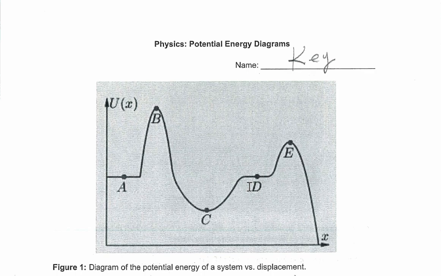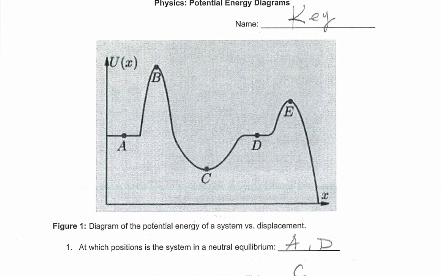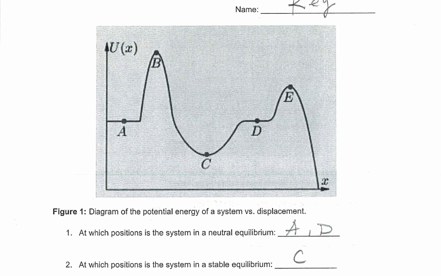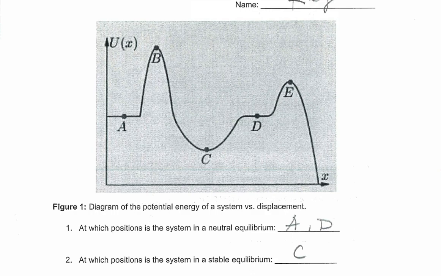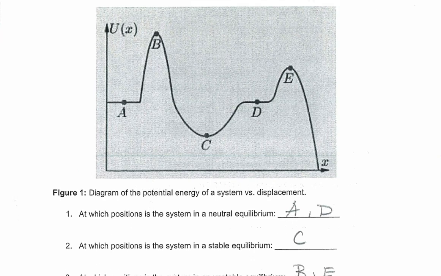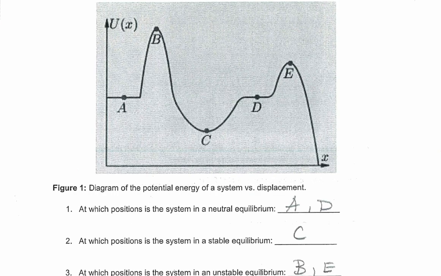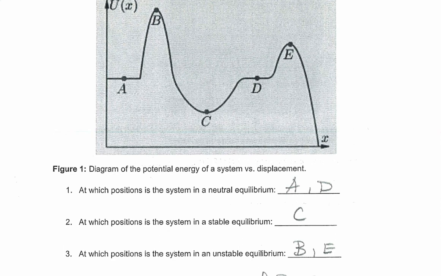And again, we have a neutral equilibrium at position D. It's like a flat zone in our potential energy. And then at position E, another unstable equilibrium, so moving it to the right or to the left would cause drastic changes in it. So that pretty much answers our questions here. The positions of neutral equilibrium are A and D. Stable equilibrium is C, and unstable equilibrium are B and E.